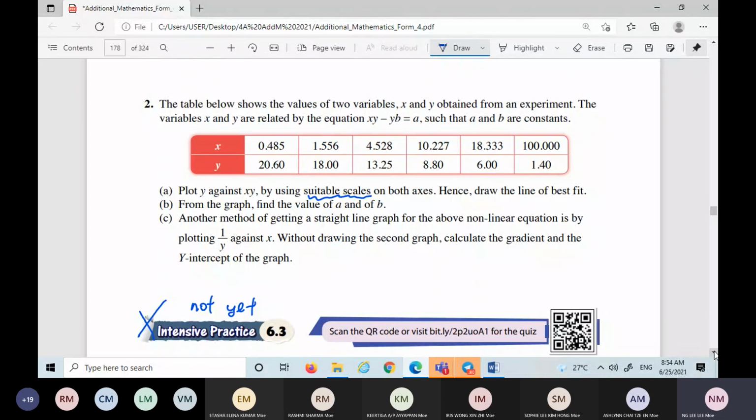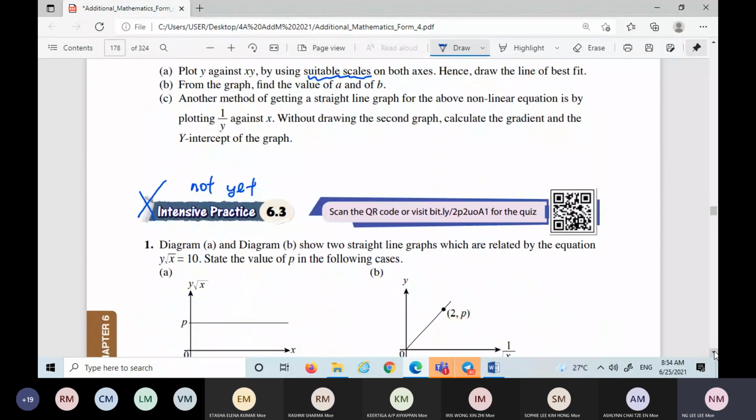I think you went through the first lesson, the exercise already. I know you will know how to get the scale. That's all for this chapter. This chapter, if you can get it, is very fast. Then the next topic will be coordinate geometry.